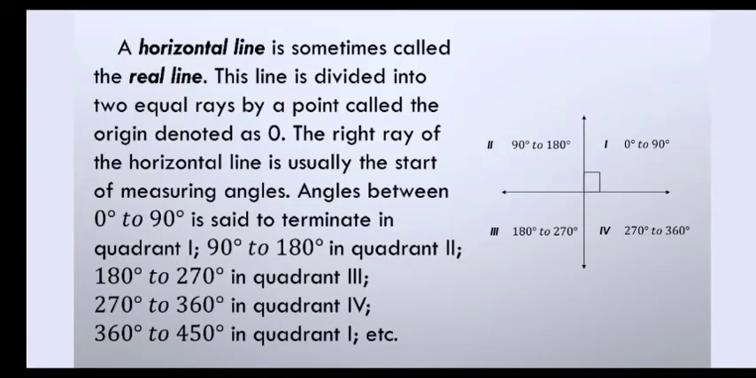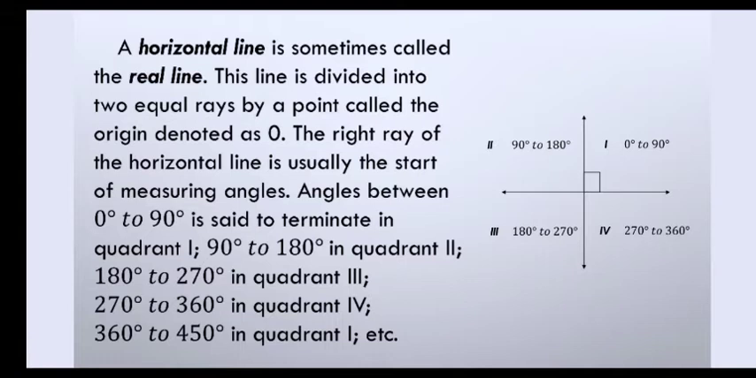A horizontal line is sometimes called the real line. This line is divided into two equal rays by a point called the origin, denoted as 0. So, ito yung origin natin. The right ray of the horizontal line is usually the start of measuring angles. The right part of the ray.